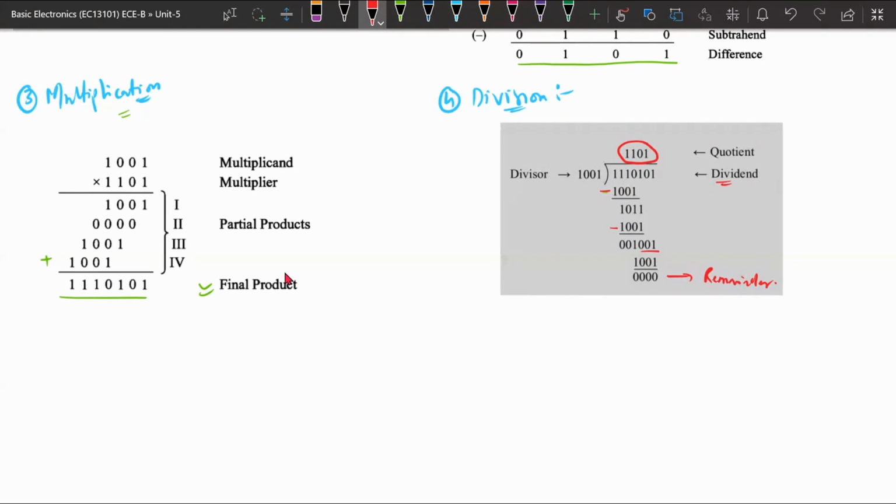So I hope it is clear with you. So the similar approach we can apply in case of octal and hexadecimal also.